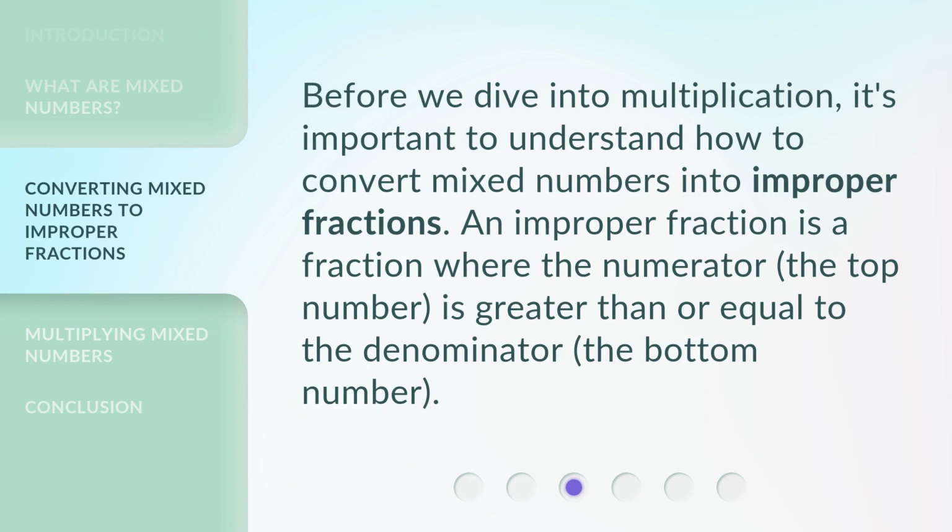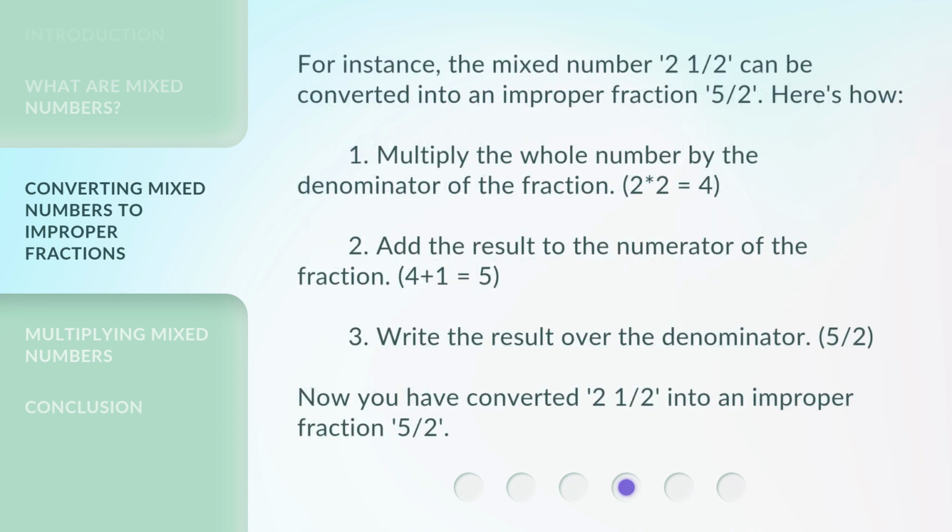Before we dive into multiplication, it's important to understand how to convert mixed numbers into improper fractions. An improper fraction is a fraction where the numerator, the top number, is greater than or equal to the denominator, the bottom number. For instance, the mixed number 2½ can be converted into an improper fraction, 5/2.